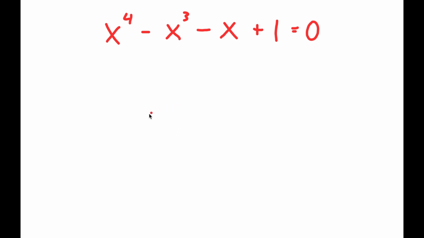Alright, so in this problem, I have x to the power 4 minus x to the power of 3 minus x plus 1 is equal to 0. So to solve this, I'm going to start by rewriting this a little. I'm going to rewrite this as x to the power of 4 plus 1 minus x to the power of 3 minus x is equal to 0. So I moved plus 1 to x to the power of 4.